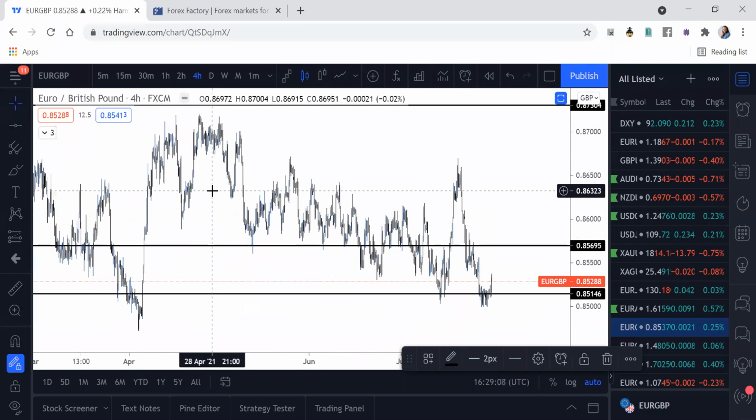So, like I said, step one in my strategy is identifying key support and resistance zones on the daily and the 4 hour time frame. The daily for the main or the key structure, the main areas. The 4 hour time frame, I use it as a cleanup.